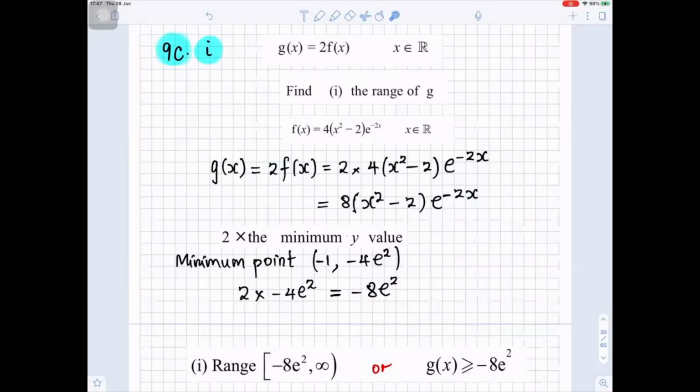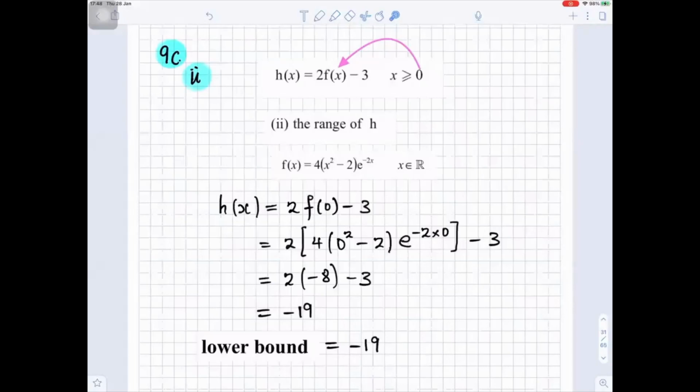So the range is from -8e squared to infinity, a very large number, that's what infinity means. So you start from -8e squared to infinity. Or you can write it as g of x is bigger than or equal to -8e squared. That means anything bigger than -8e squared going upwards.